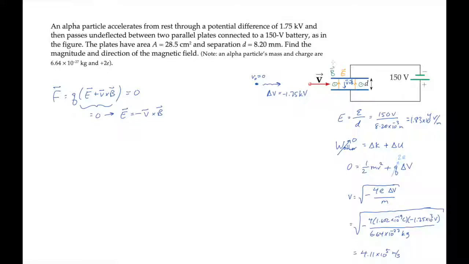So now we know the direction of the magnetic field, and we just need its magnitude. We can solve for that by coming back to the equation E equals minus V cross B. These three vectors are mutually perpendicular, so we can solve for the magnitude of B, setting it equal to the magnitude of the electric field divided by the speed. Substitute the numbers we calculated before to find that the magnetic field has a magnitude of 4.45 times 10 to the minus 2 Tesla, and is directed out of the screen.